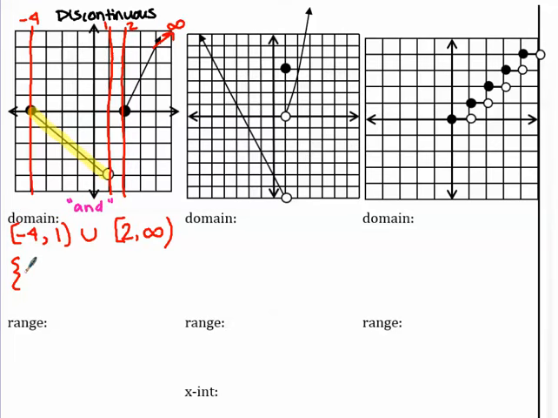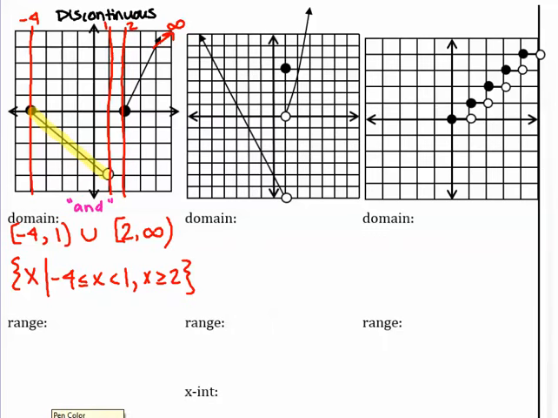I start off with the set of all x's such that, and then I'd write the first part. X is between -4 and 1, and I have the less than or equal to here because I had a closed bracket or square bracket here, just less than because I had the parenthesis on the 1. I'm going to put a comma. X is greater than or equal to 2, because the second interval from 2 to infinity is the same as x is greater than or equal to 2.